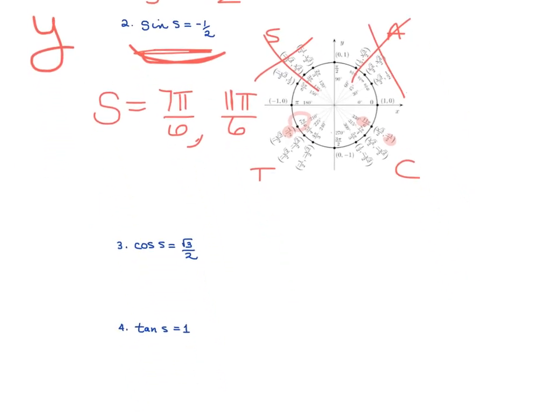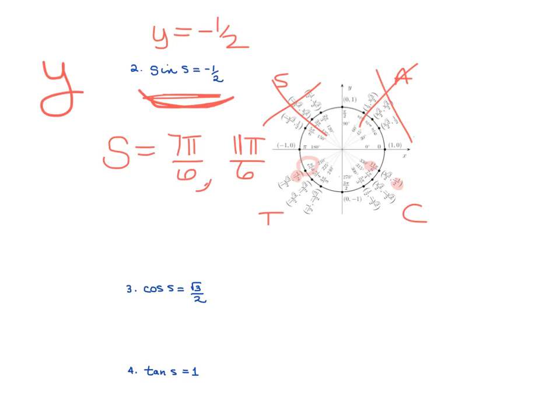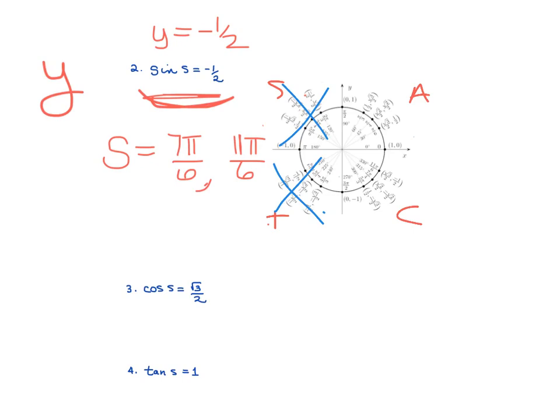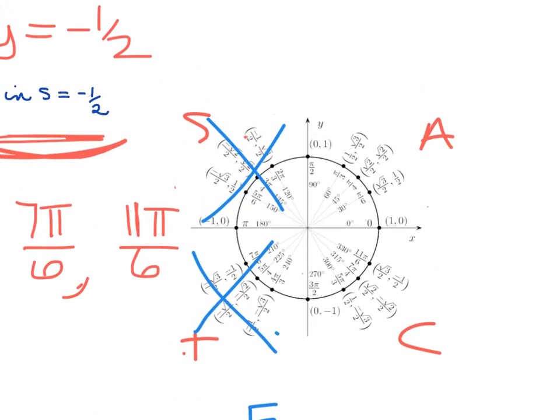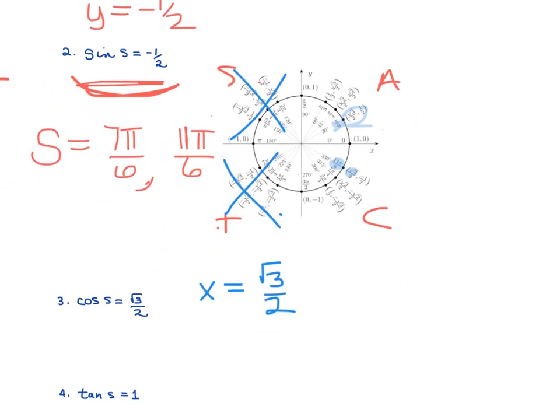Okay, let's try cosine. Again, let's eliminate, and let me erase all this so I can use the same circle. So for cosine, they want cosine to be positive, so I'm going to eliminate where cosine's negative. All students take calculus, so I know it's positive in 1 and positive in 4, so these 2 are out for number 3. Again, cosine is associated with x, so I'm looking where the x value is root 3 over 2. I'm going to look through my ordered pairs here, and you can see that it's going to be at pi over 6 and also 11 pi over 6. So those are your two answers for S. So S is equal to pi over 6 and 11 pi over 6.